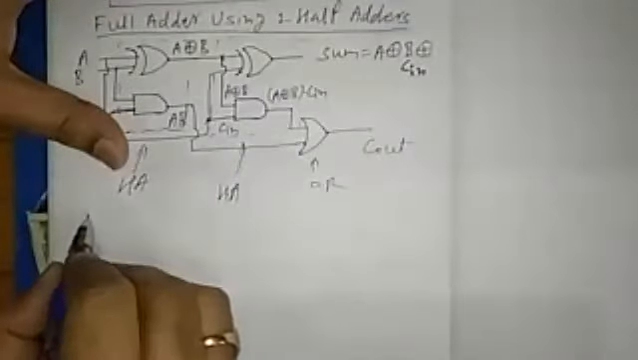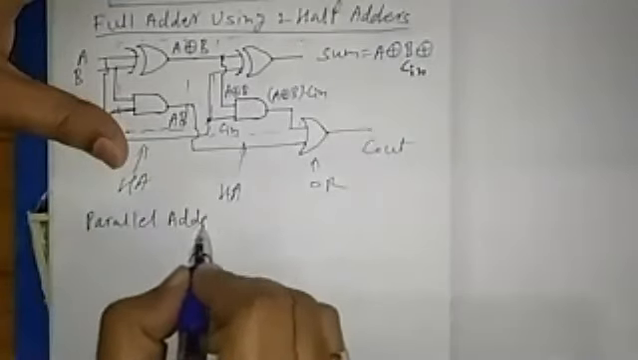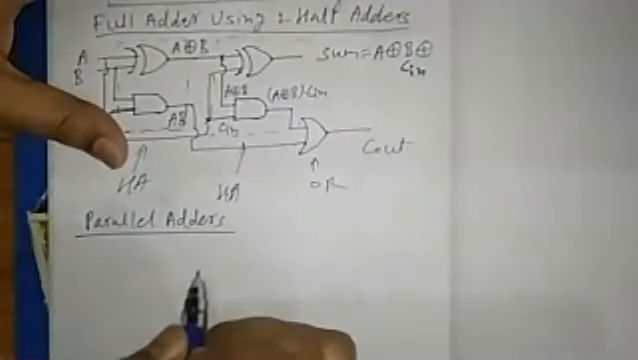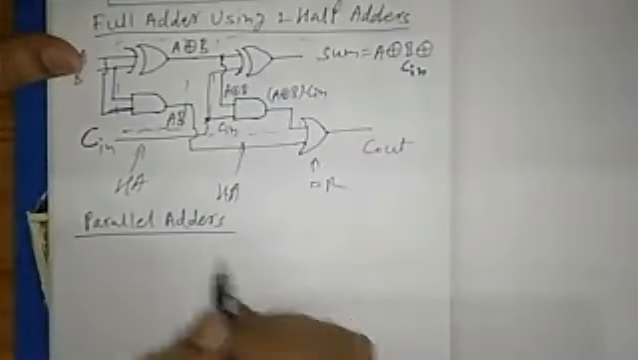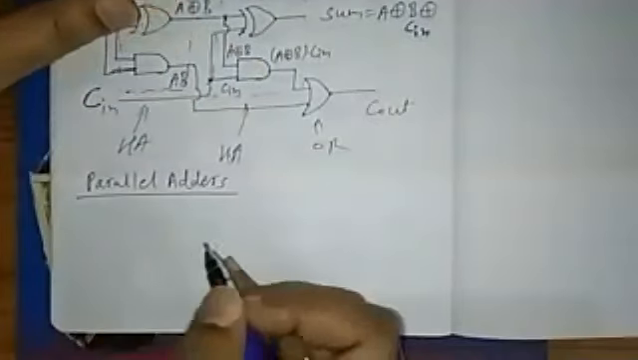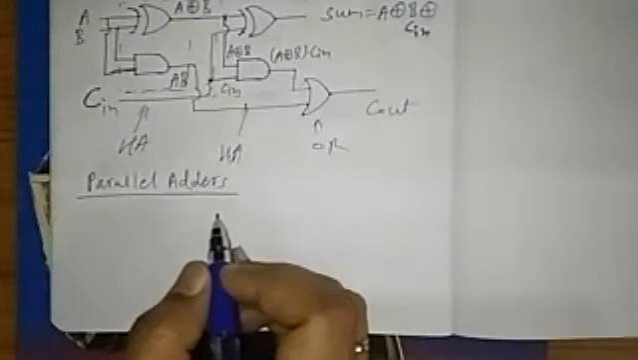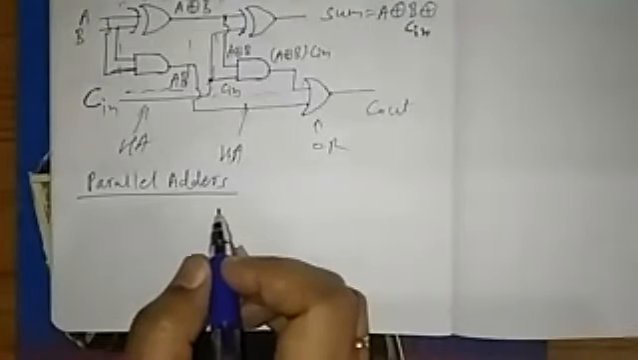Now what is the use of these full adder and half adder? Now, parallel adders. In the case of parallel binary adders, we can have a 4-bit adder, you can take a 3-bit adder, and you can extend up to n bits. For example, let us check the 4-bit adder.